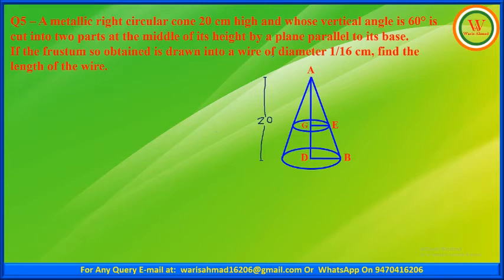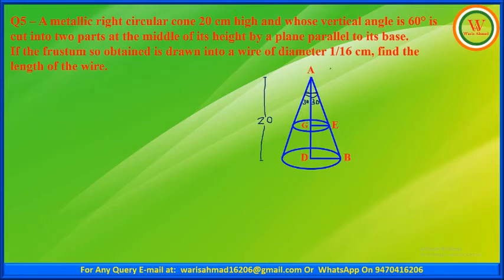Now the next line of the question is whose vertical angle is 60 degree. The vertical angle of this cone is given 60 degree. This total angle is equal to 60 degree. Hence the measurement of this angle is equal to 30 degree, and the measurement of this angle will also be equal to 30 degree. Because the total vertical angle is given 60 degree, we can divide it into two equal parts.